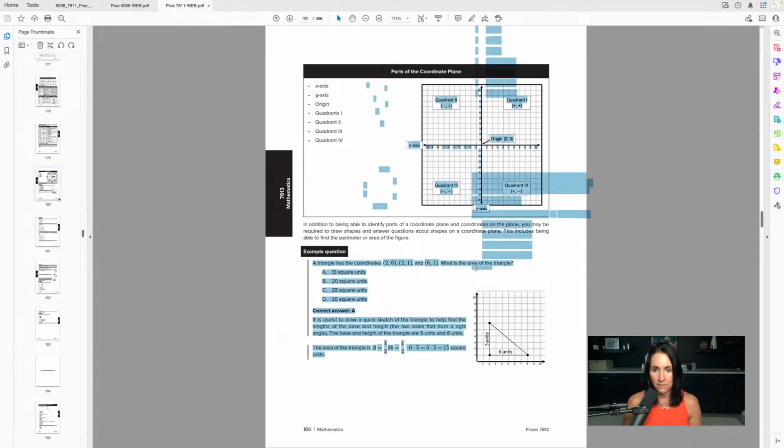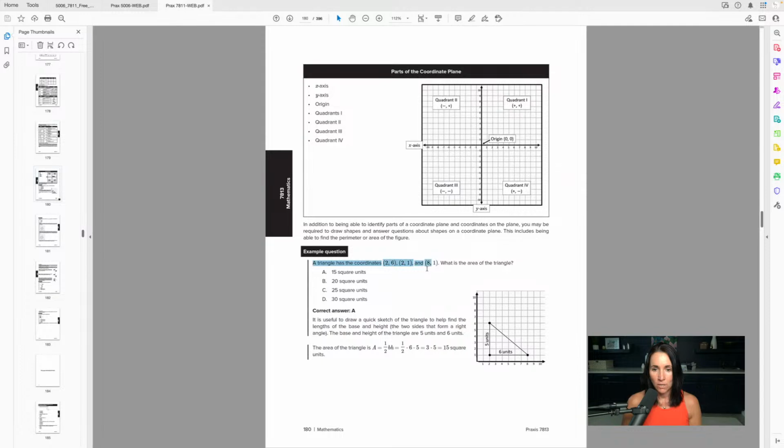Triangle has the coordinates 2, 6, 2, 1, 8, 1. You have to figure out the area of this triangle on the coordinate plane. So not only do you have to know how to plot and graph and read that, but then you have to know how to use geometry. And then on top of that, you have to see where a student might have made a mistake.